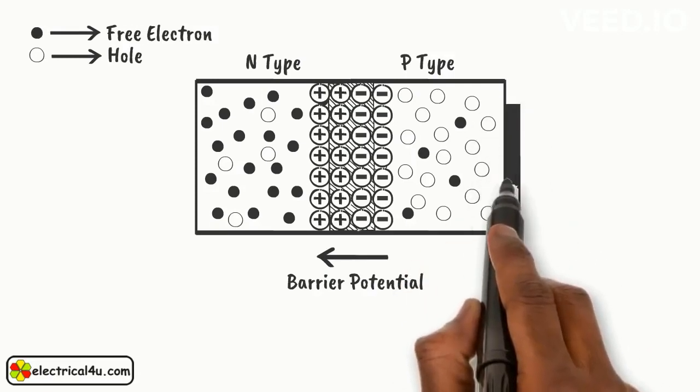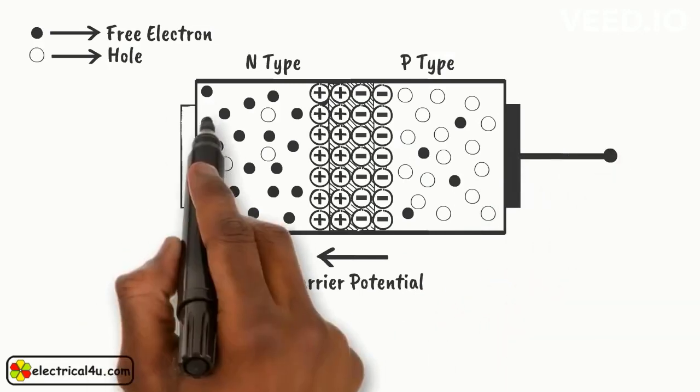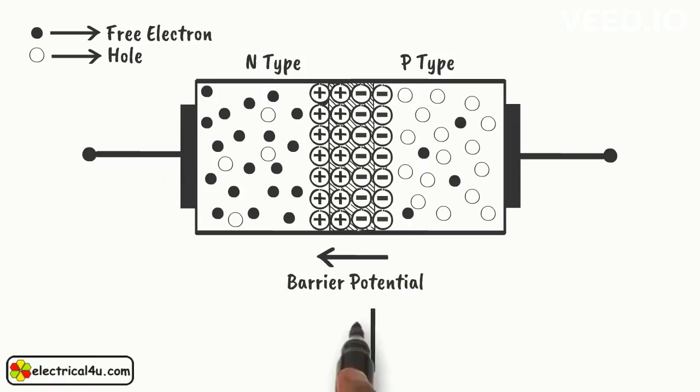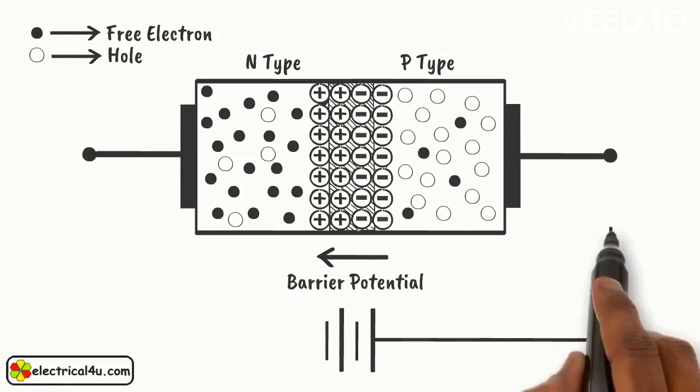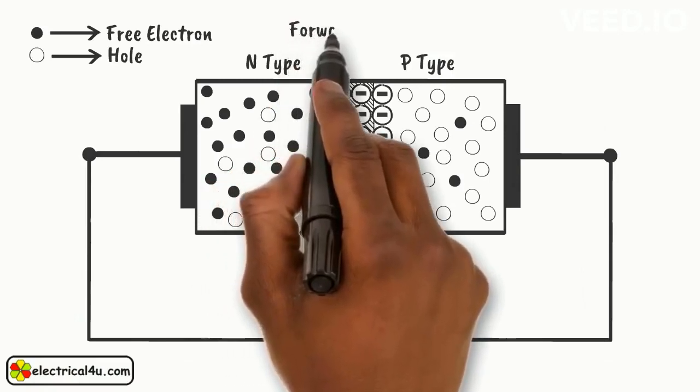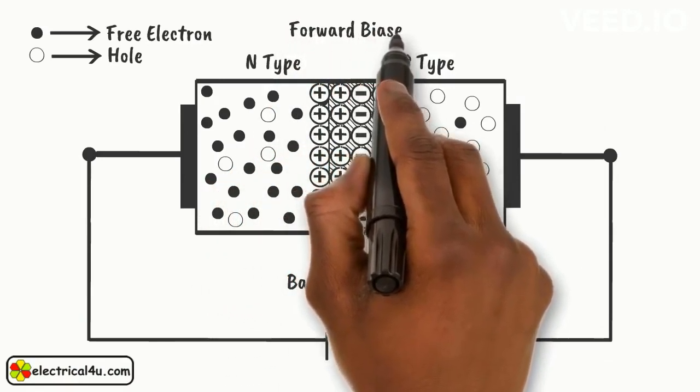Now, we connect leads to the ends of each material. We made the basic p-n junction diode. Now, we connect the positive terminal of the voltage source to the lead connected to the P-type side. And we connect the negative terminal of the voltage source to the lead connected to the N-type side. In this condition, the diode is said to be in forward biased condition.